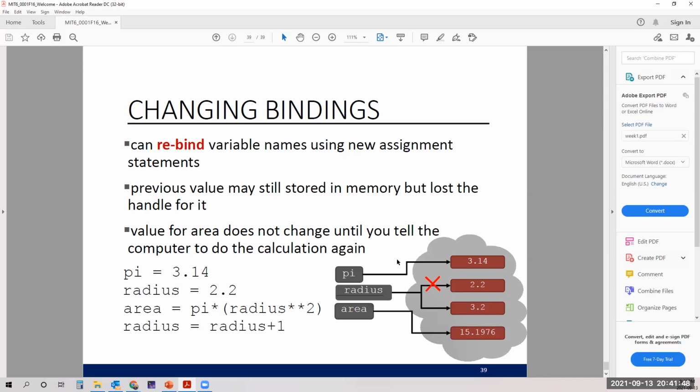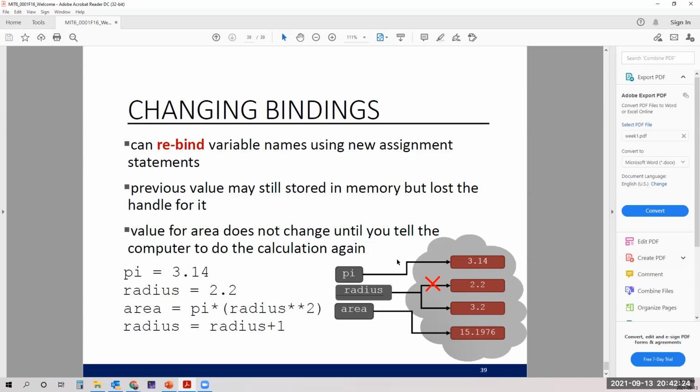Changing bindings. What do we mean by this? You can rebind a variable name using a new assignment statement. The previous value may still be stored in memory, but you lost the handle for it. The value for the area does not change until you tell the computer to do the calculation again. Pi equals 3.14, radius 2.2, area, which is pi times radius squared, then radius equals radius plus 1.